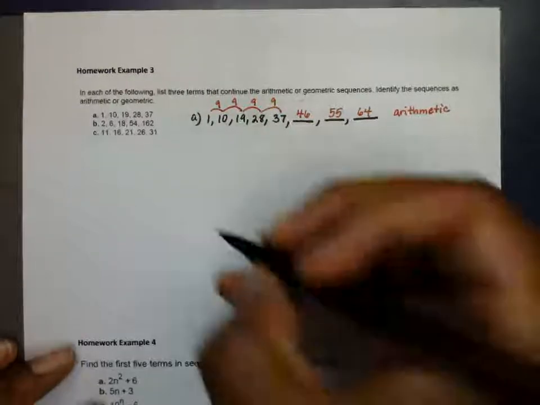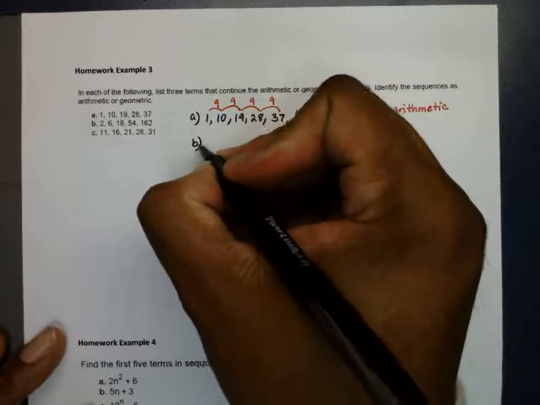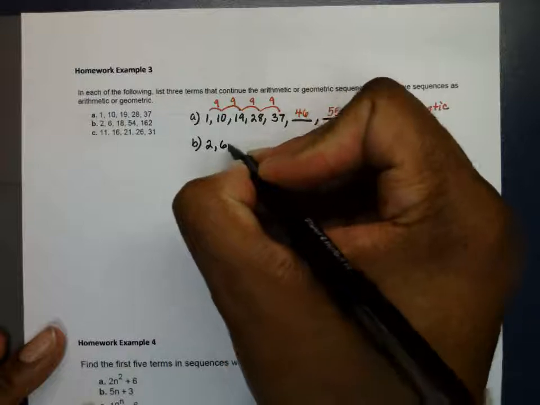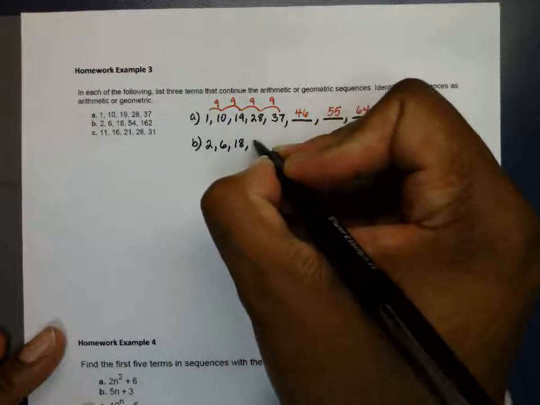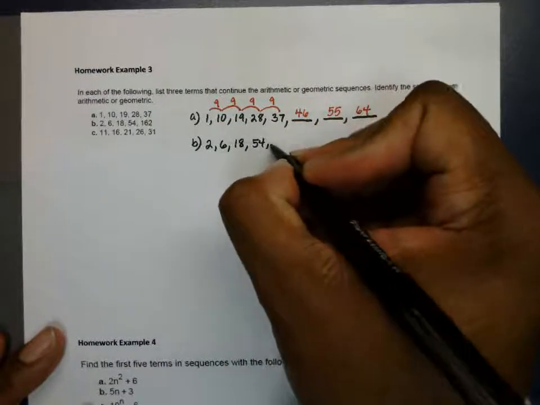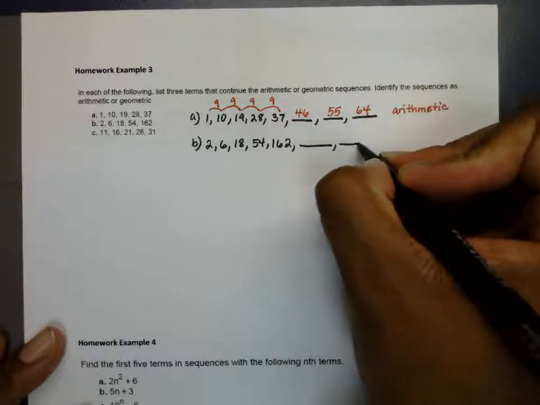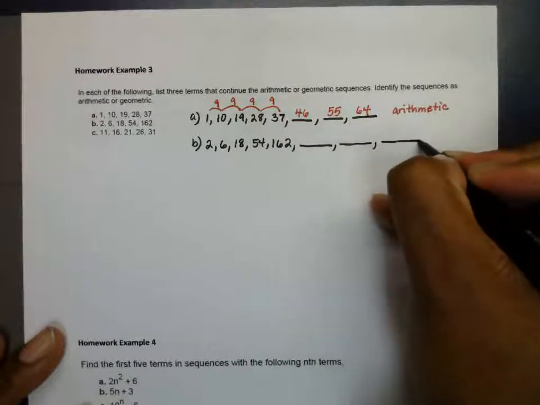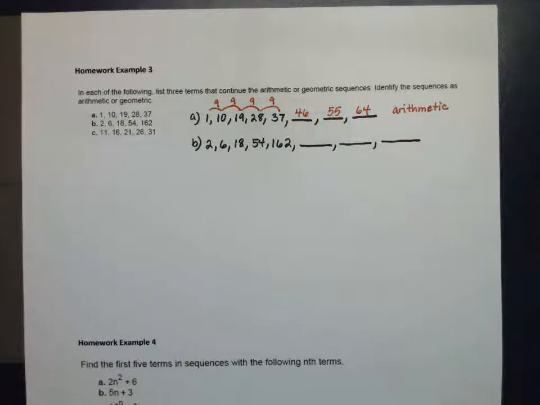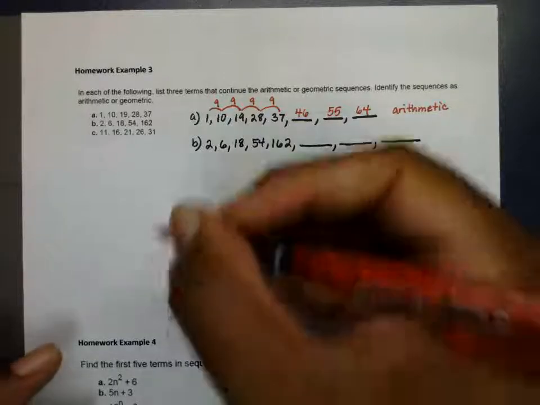Now, part D is 2, 6, 18, 54, 162. And then we want the next 3 terms in that sequence. All right, so let's find the pattern here.